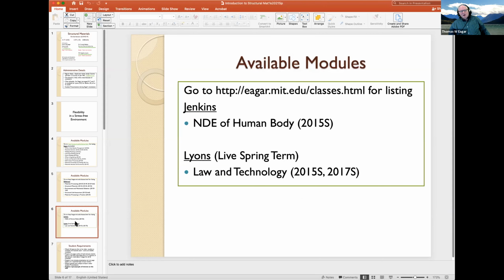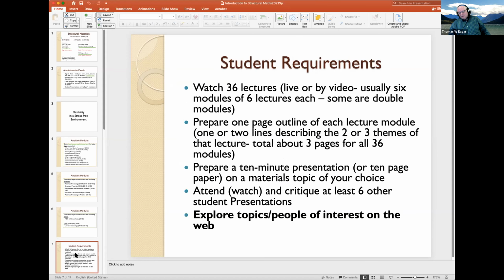So there are a bunch of different modules. I went through some. You can look on the web. You need to decide if you're going to take the course, hopefully over the next week, which modules you want to take. I will say about half the students take at least one, if not both, of the live modules, the 24 lectures.